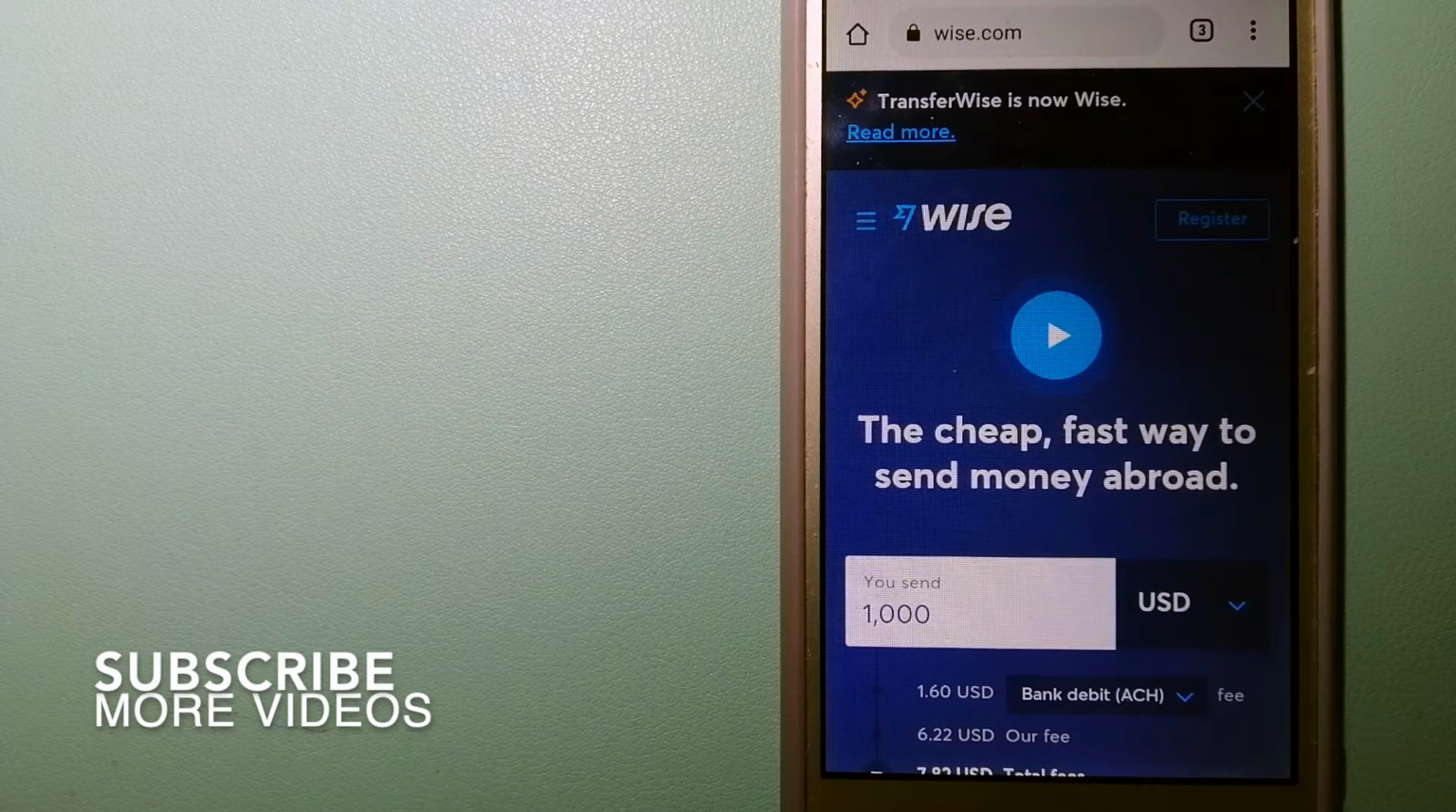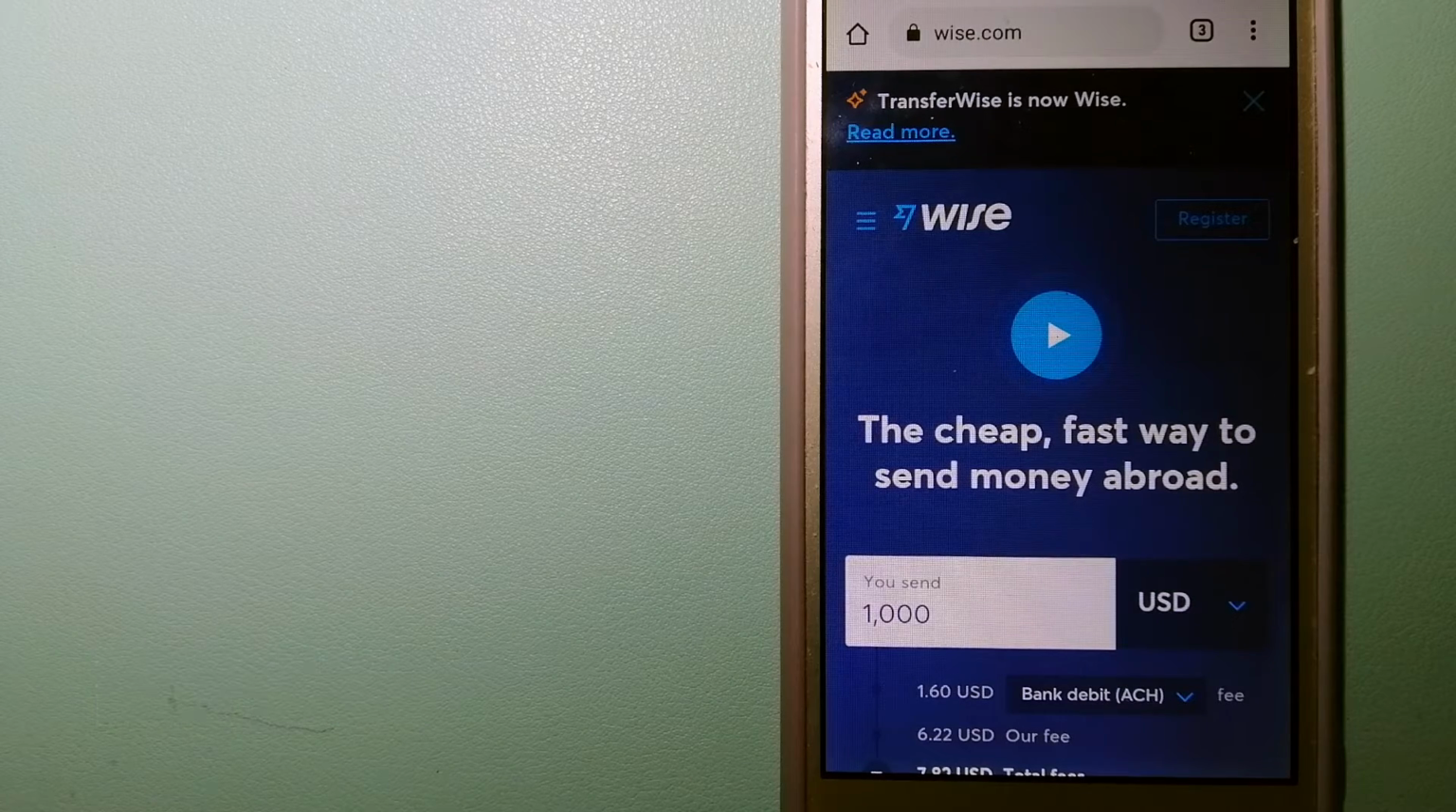Our first option is the WISE. Formerly known as TransferWise, people on every continent around the world are choosing WISE to help them live, travel, and work internationally. They have the fairest and the easiest way to send money overseas. Using WISE is as simple as sending money from A to B.